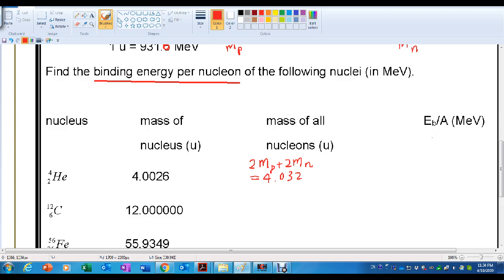And how could we get the E_B? We use 4.033 minus 4.0026. So that's in U. For E_B, you have to use delta M times C squared. So that's delta M times C squared, and then divided by the number of nucleons. There are 4 nucleons, right?